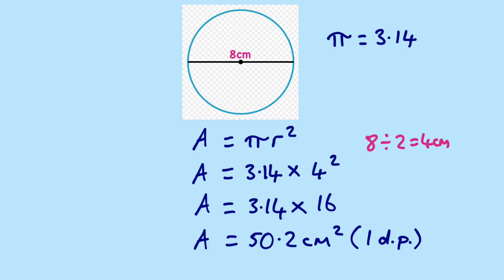In these questions, you must be careful to read the question. In the formula, we need radius, but here they've given us the diameter. So always remember to half the diameter to get the radius.